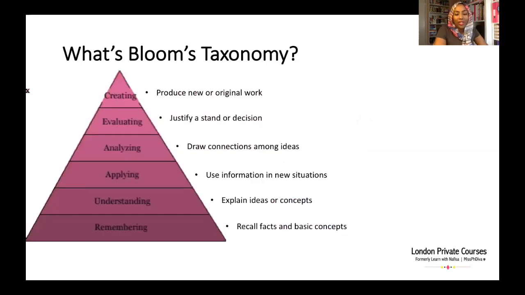So the pyramid, as you can see it, if we start here from the bottom, or what is considered to be the more simple critical thinking skills, we start with remembering, which is basically the ability to recall facts and basic concepts, and then we move up to understanding, where a person is able to explain ideas or concepts. If we move up again, applying, this is where a person can actually use the information in new situations.